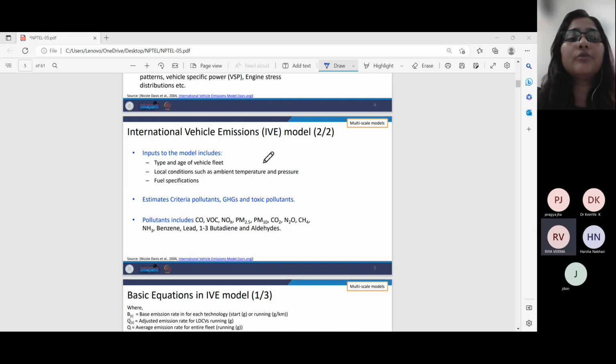So the pollutants include carbon monoxide, VOCs, NOx, PM2.5, PM10, CO2, N2O, methane, ammonia, benzene, lead, 1,3-butadiene, and aldehydes. Basically, these are the pollutants that are being emitted from the exhaust of the vehicles.